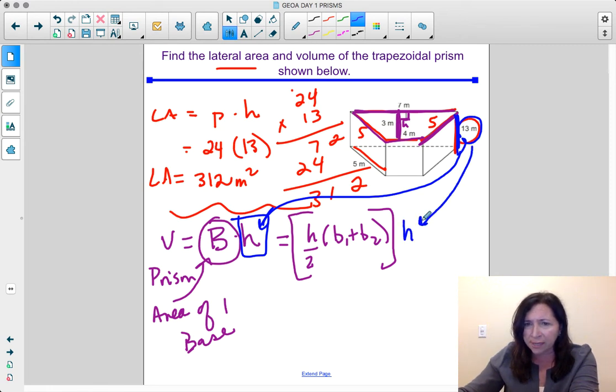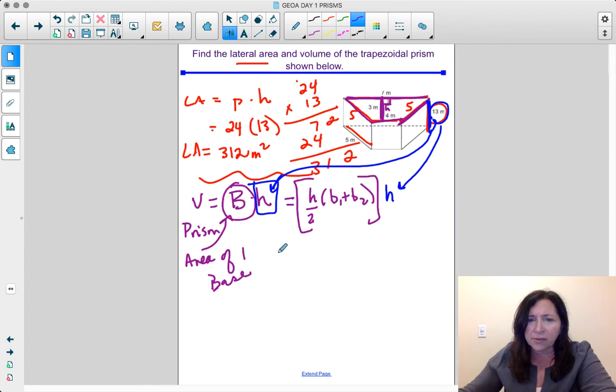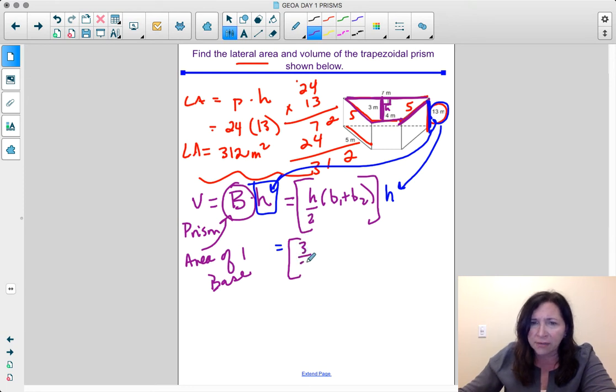So that's 13. So when we're doing this, we're going to have the height divided by 2. I'm going to leave this all in little brackets so it'll be easier to work out. 3 divided by 2 times the sum of the bases. So that's going to be 7 plus 4.